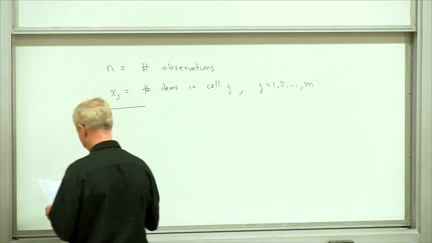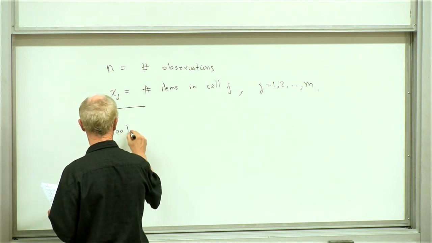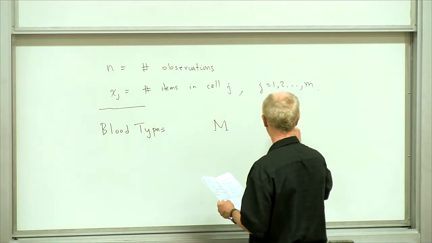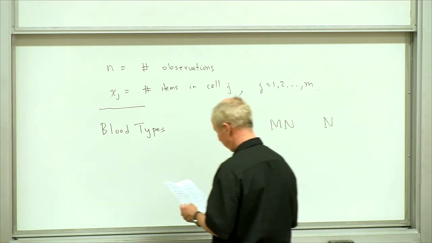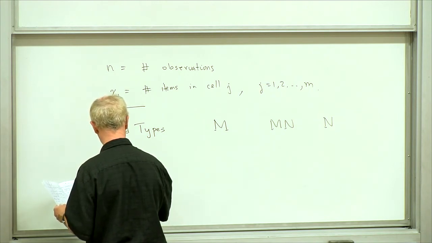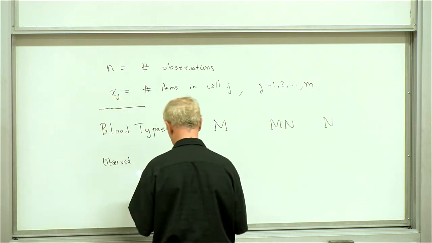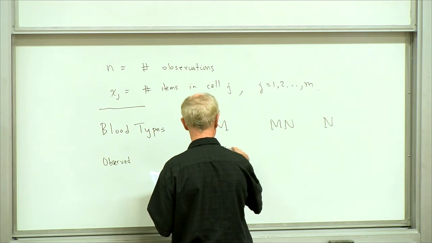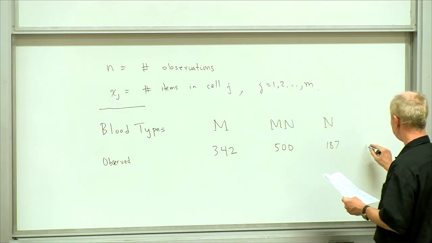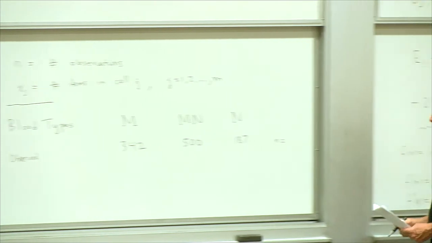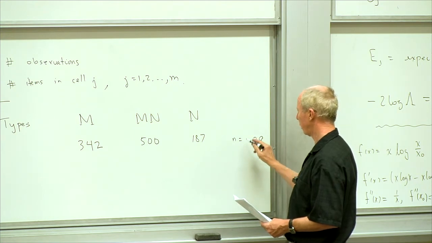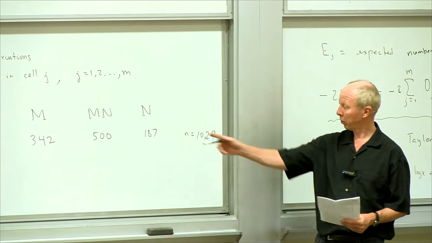And the blood types were labeled capital M, capital MN, and capital N. And the observed numbers were 342, 500, and 187. And N here is 9, 12, 10. If I add up all those, do I get this number?